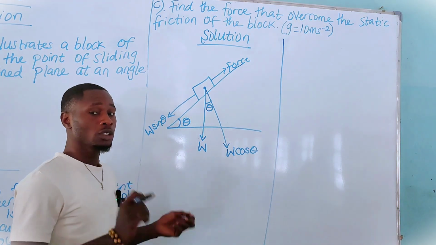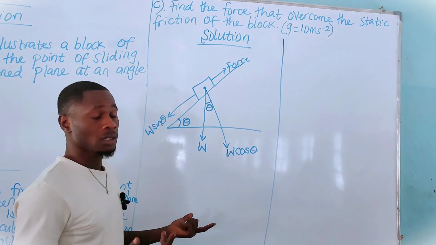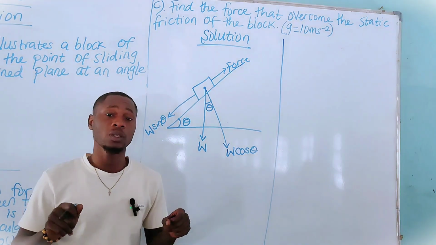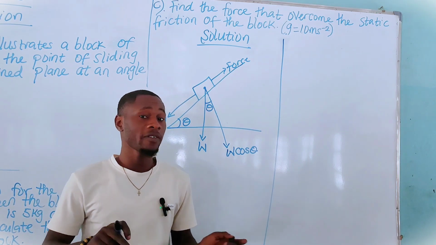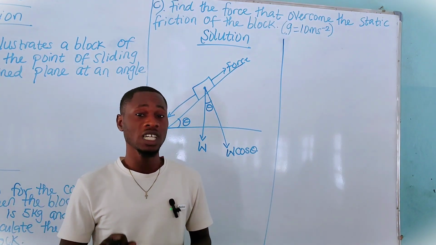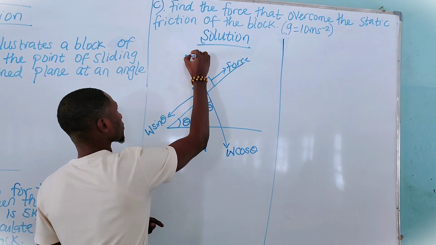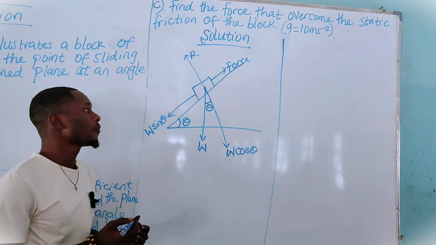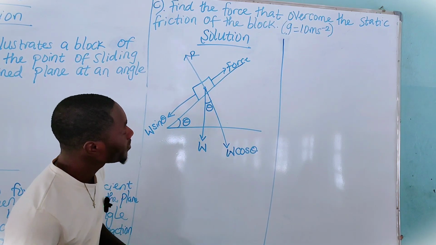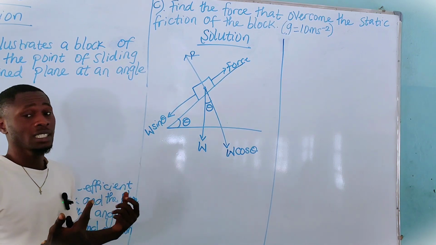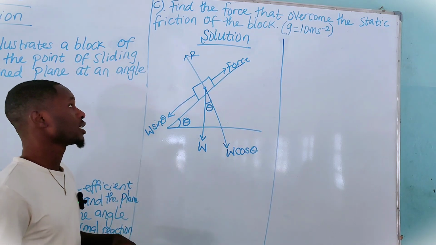Also, you need to know that since the block is resting on the inclined plane, the plane is also going to react back on the block of wood, according to Newton's third law of motion. To every action, there must be an equal and opposite reaction. So the reaction force is going to be acting upward. This is the reaction force of the plane back on the wood. By this we have a comprehensive diagram of all the forces that are acting on the block of wood. So we can go ahead to find what we are expected to find.